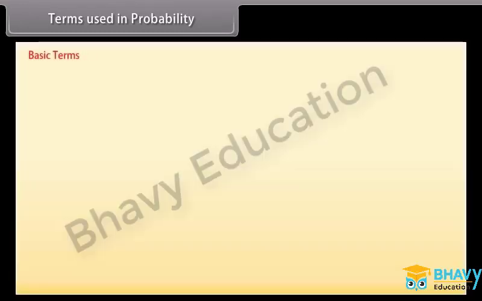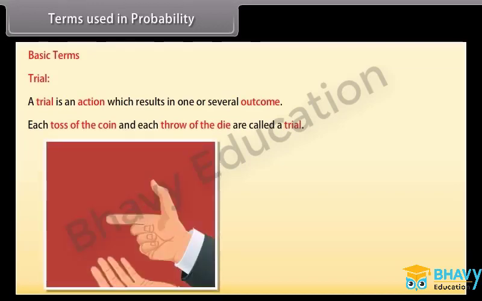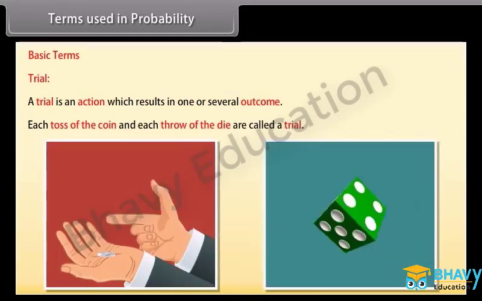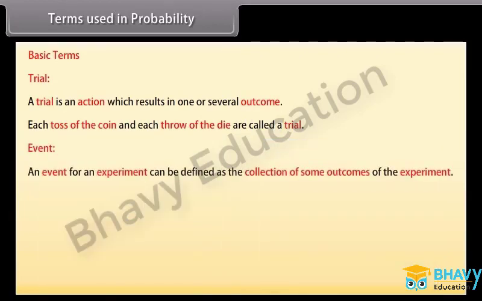Terms used in probability. Before going further, let's learn about basic terms used in probability. Trial. A trial is an action which results in one or several outcomes. For example, each toss of the coin and each throw of the dice are called a trial. Event. An event for an experiment can be defined as the collection of some outcomes of the experiment.